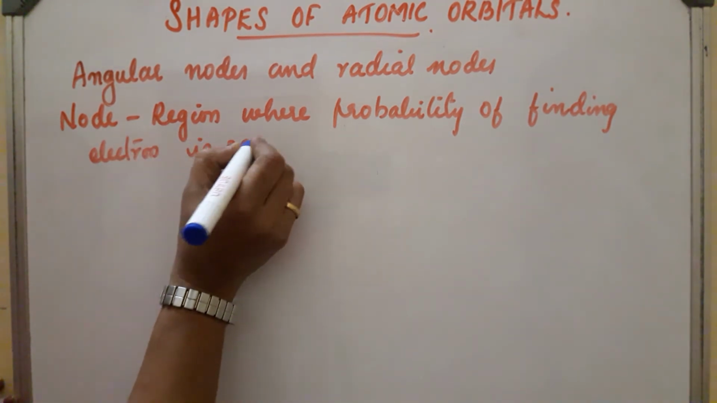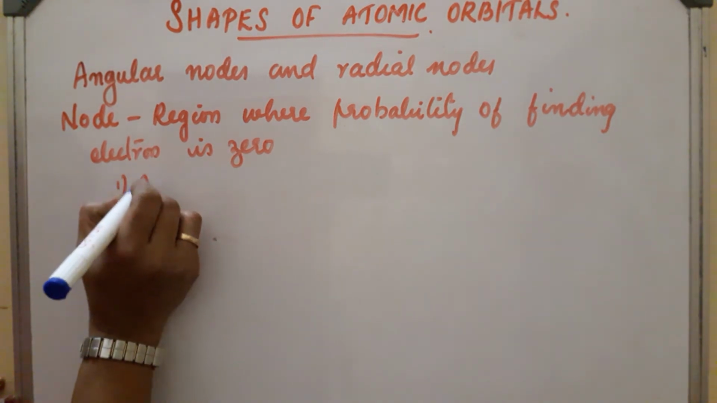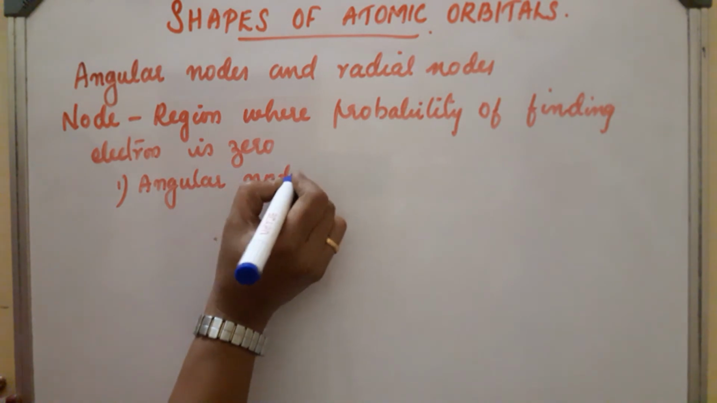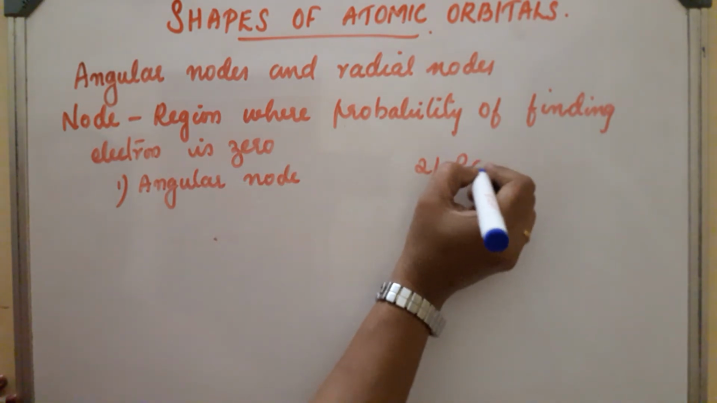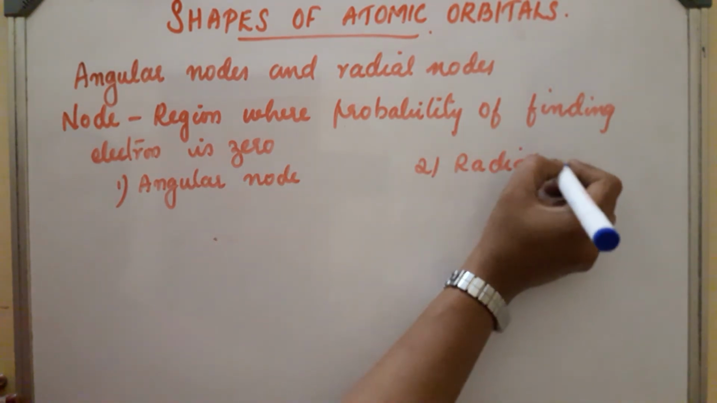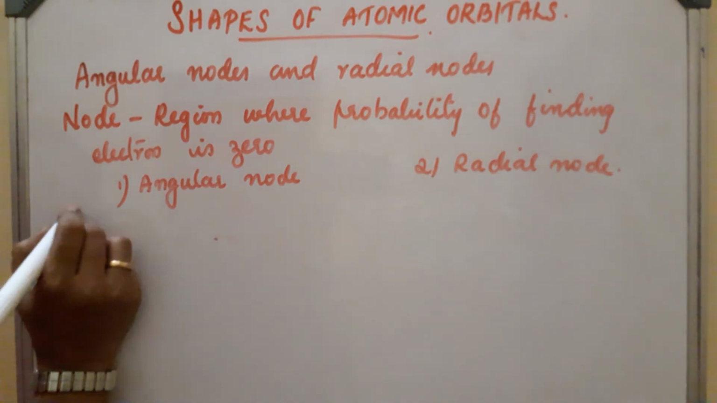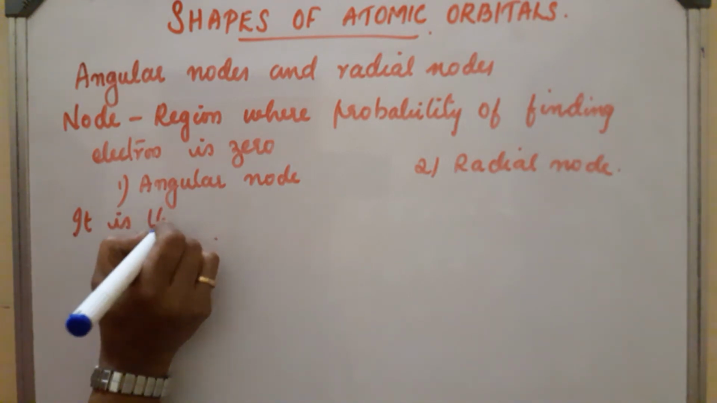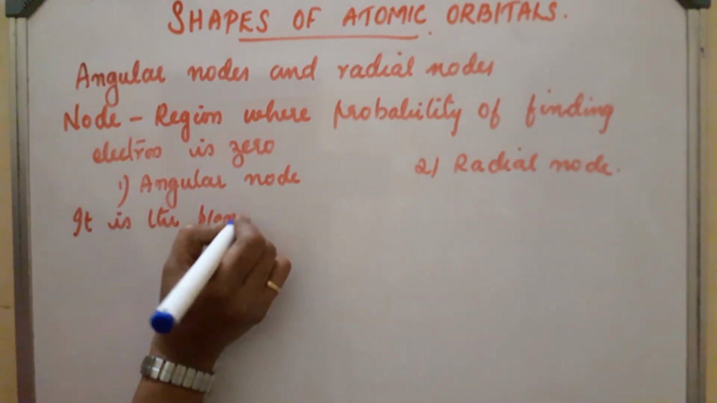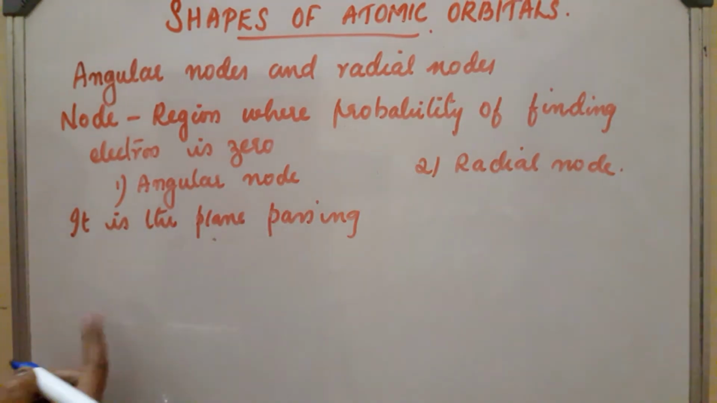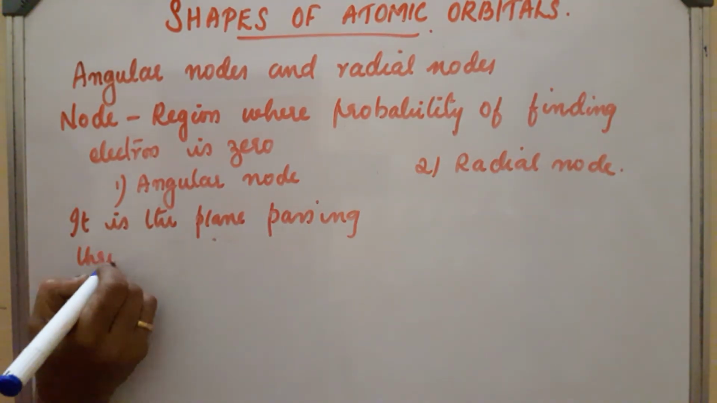There are two types of nodes. First one, angular node, and second one is radial node. What is meant by angular node and radial node? So, angular node is a nodal plane. It is the plane passing through the nucleus.